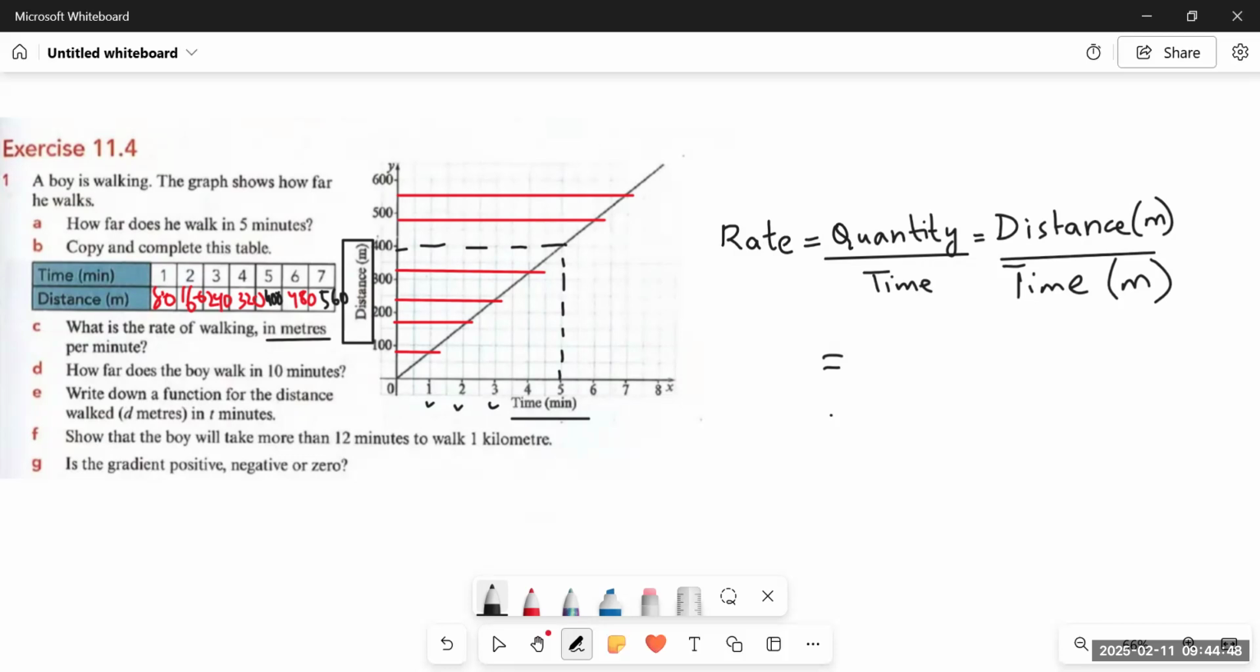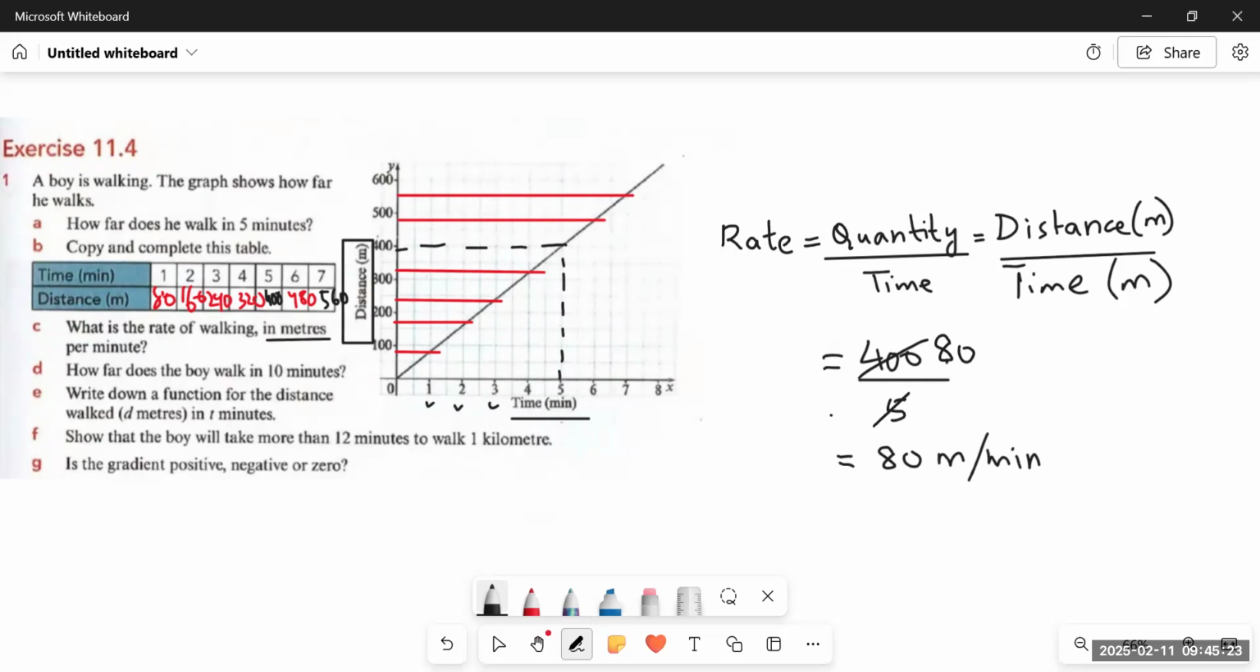That is, if we take the 5 minutes from part A, we can see that he has traveled 400 meters in 5 minutes. So if we keep 400 meters in the numerator and 5 minutes in the denominator, and then simplify it, 5 ones are 5, 5 eights are 40 and 0. So we will get the answer as 80 meters per minute. What does it mean? It means the boy will travel 80 meters in 1 minute at this rate.